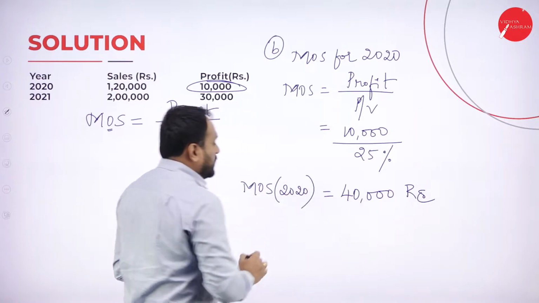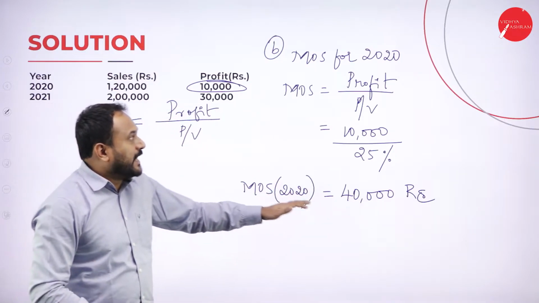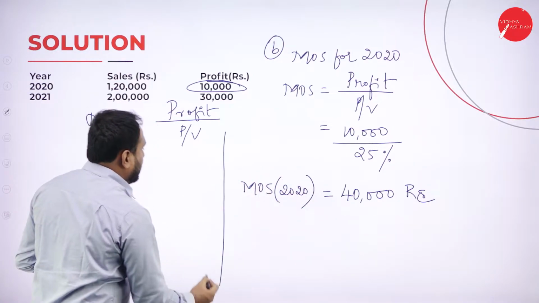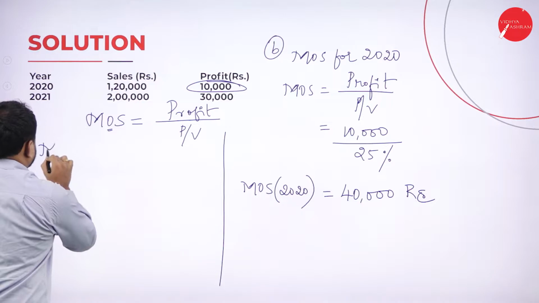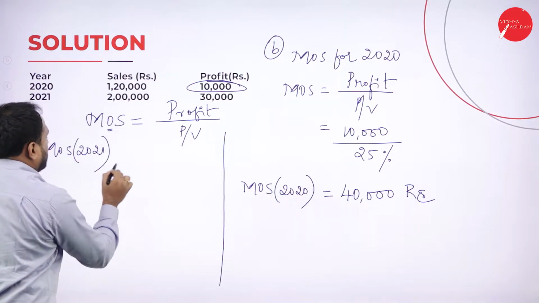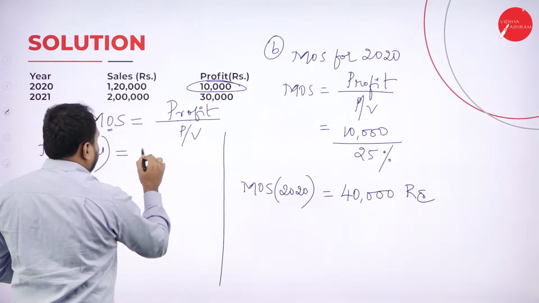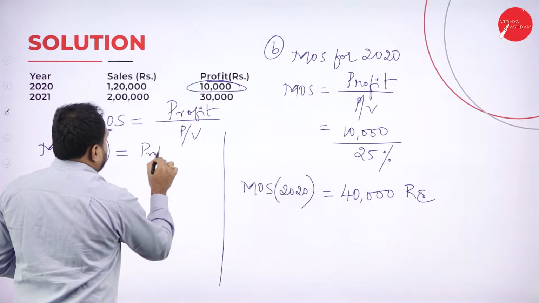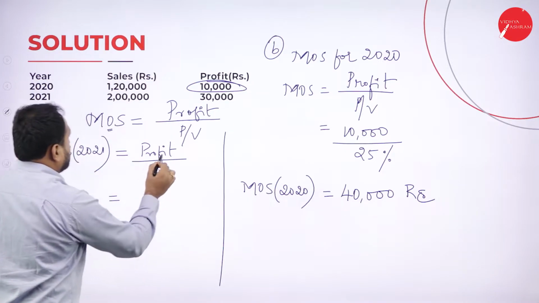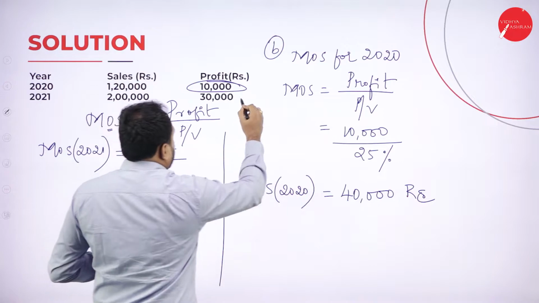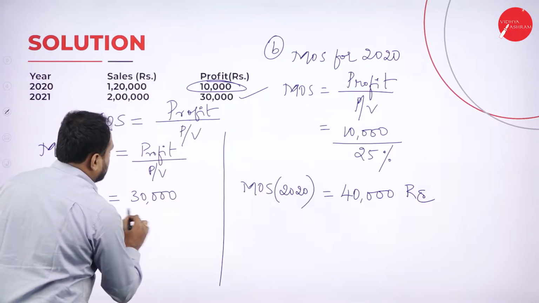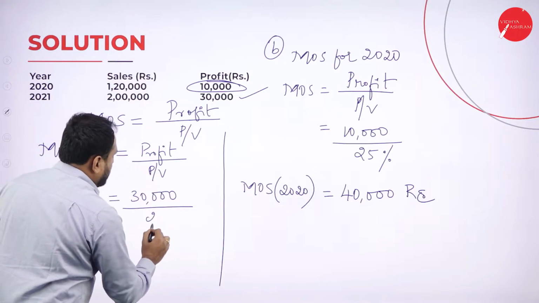Now what you should do is, you need to calculate the MOS for 2021. How to calculate this? I'll write here. MOS for 2021 is equal to, again the same way you are supposed to go, profit by PV. How much is the 2021 profit? 30,000. So I'll write here 30,000 divided by, what is my PV? 25%.